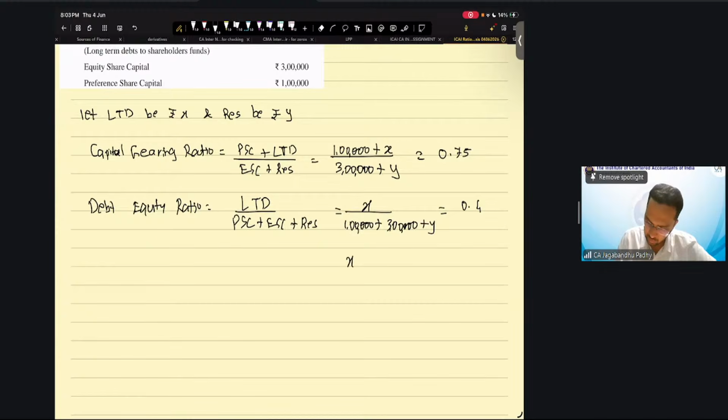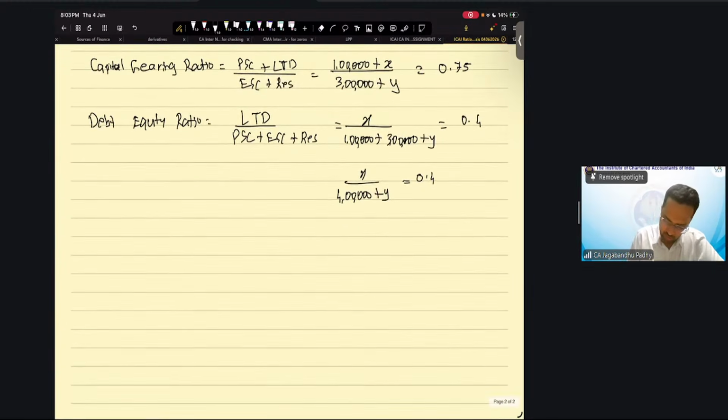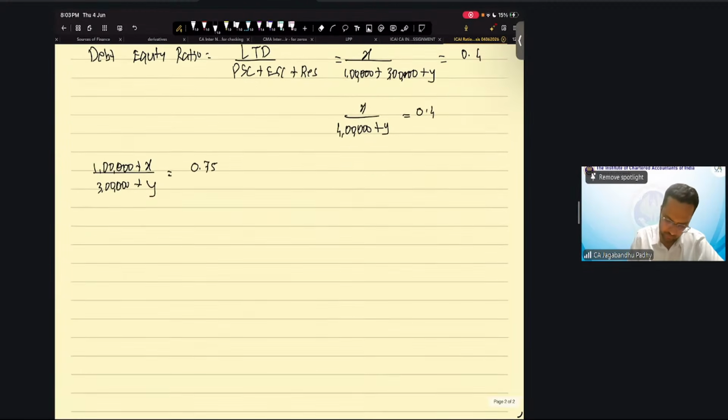Right, so this works out to be what? X upon 4 lakh plus Y is equal to 0.4. So we have two equations. One says it is X upon 1 lakh plus 3 lakh plus Y is equal to 0.75.